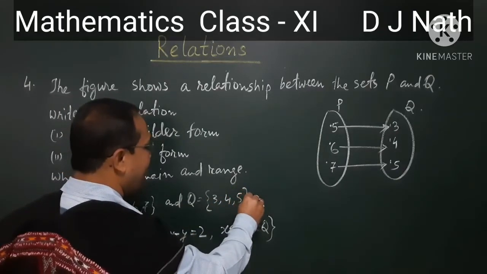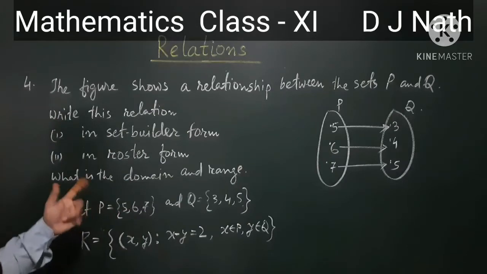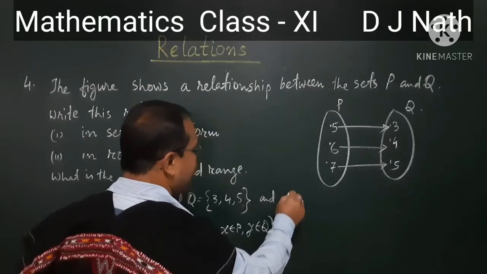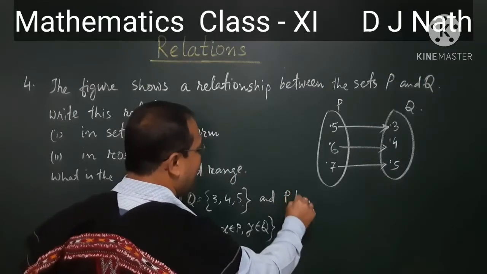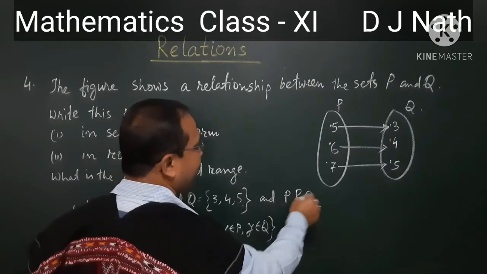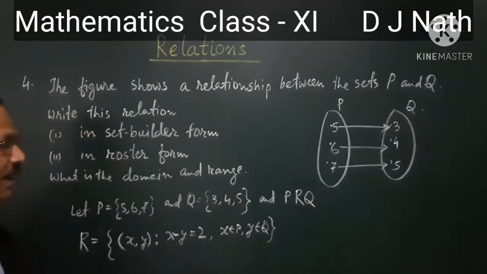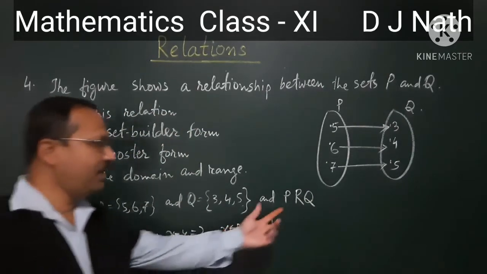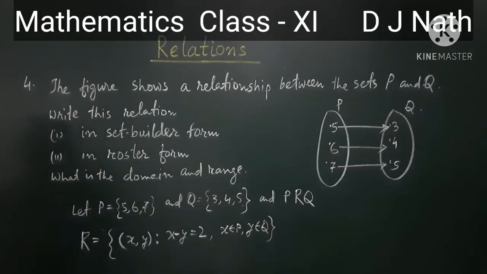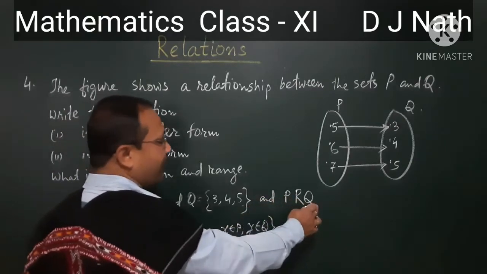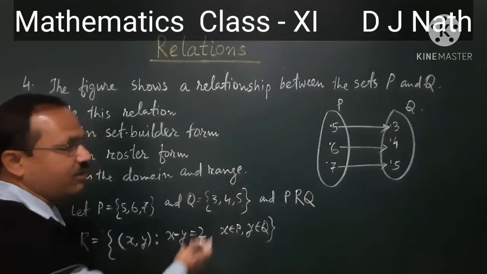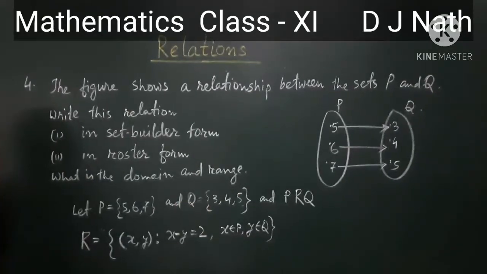3, 4 and 5, and R is the relation from P to Q. P, R, Q means there is a relation between P and Q with the relation R. That way it can be related, or you can write X, R, Y, where X will be from P and Y will be from Q. So better you can write P, R, Q.